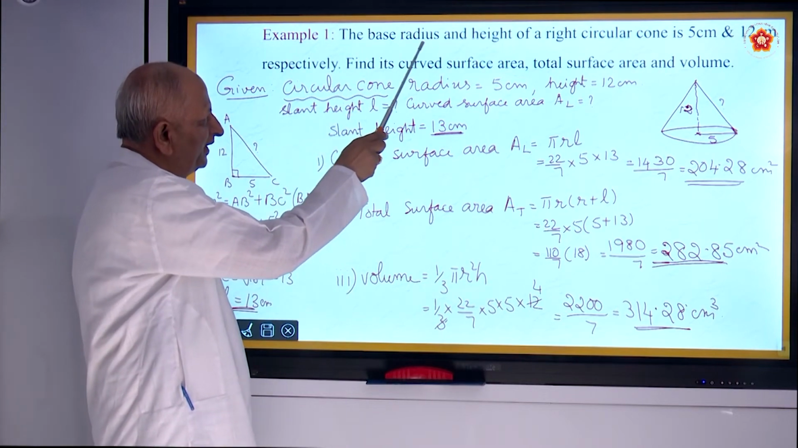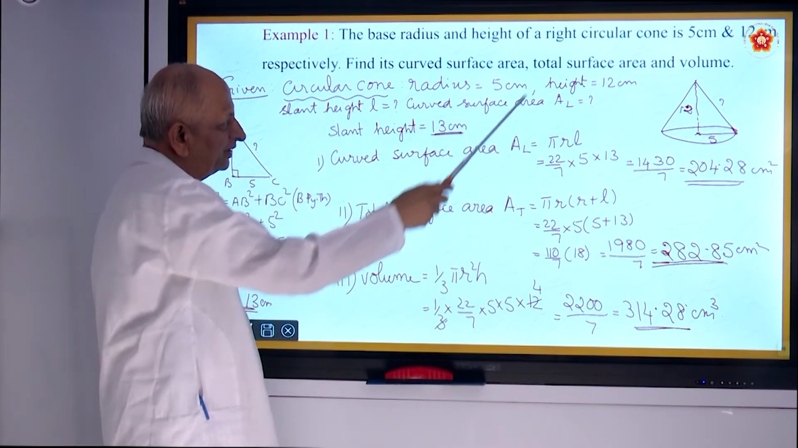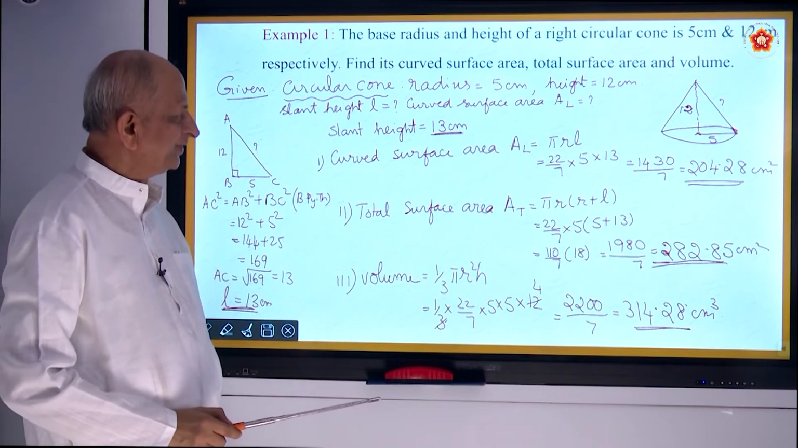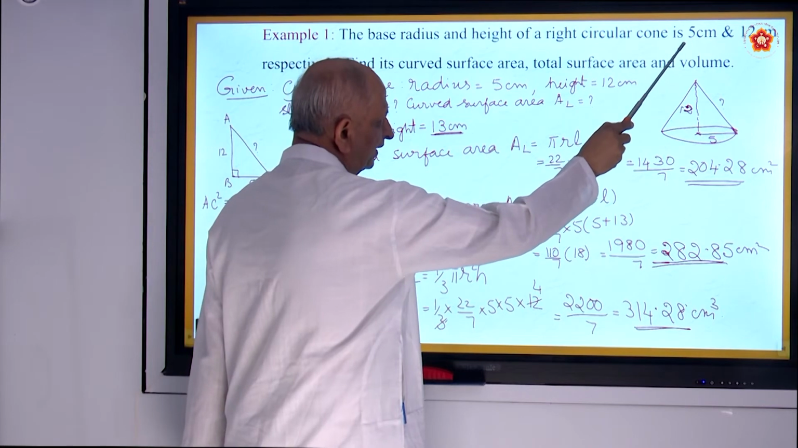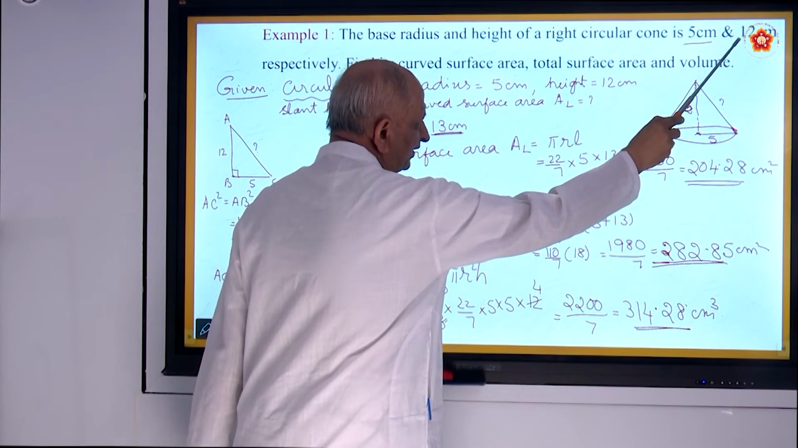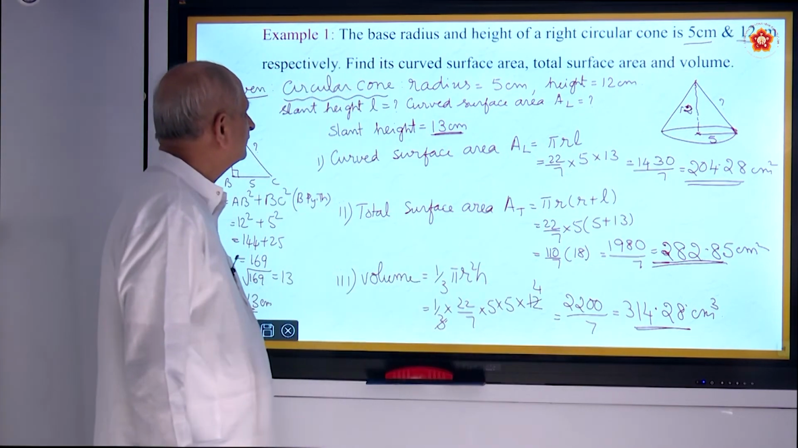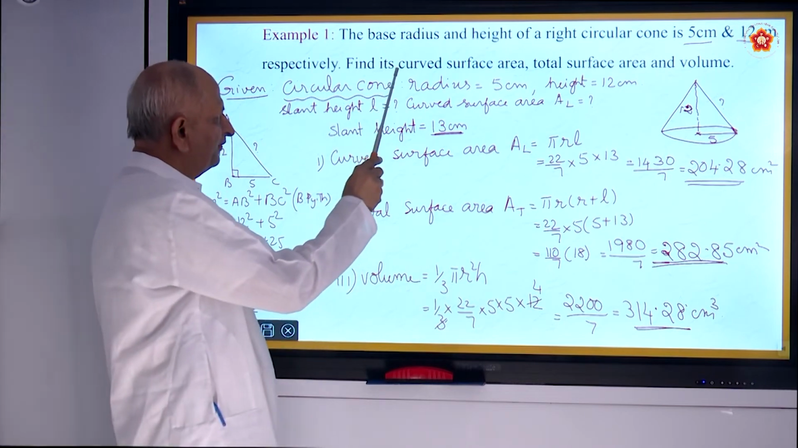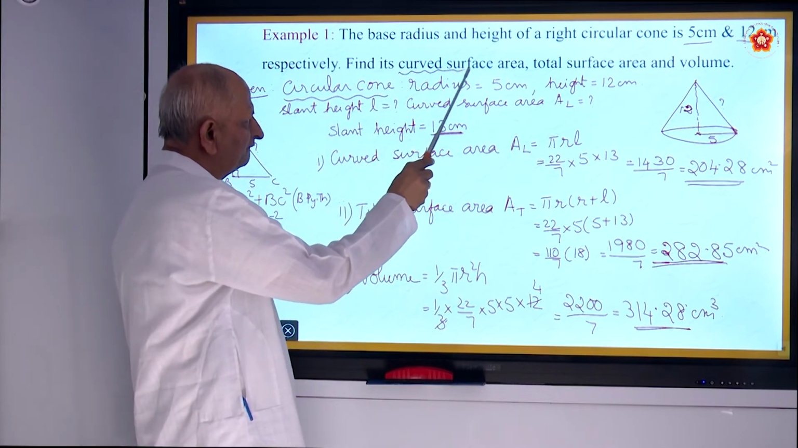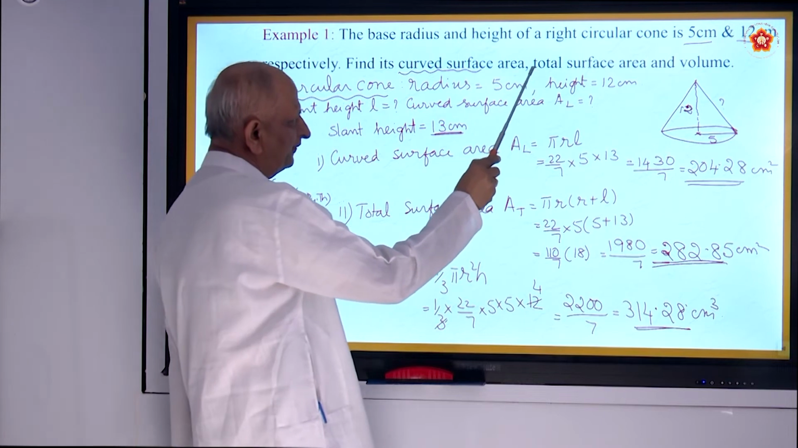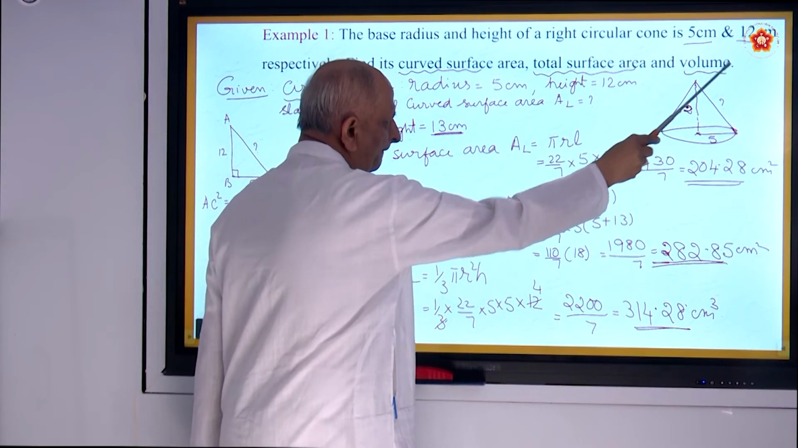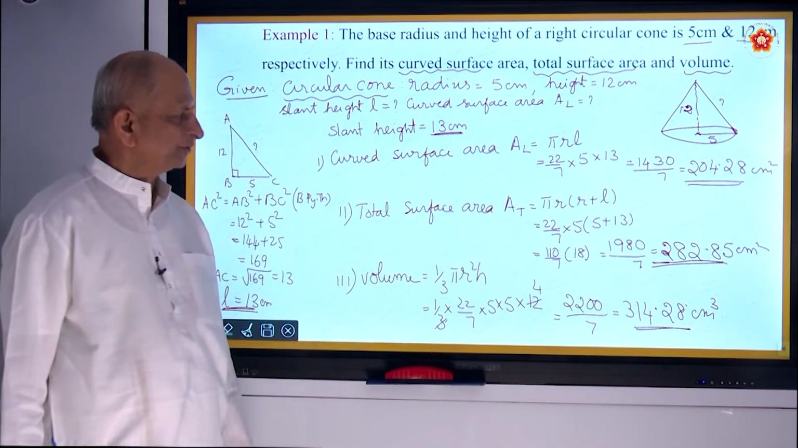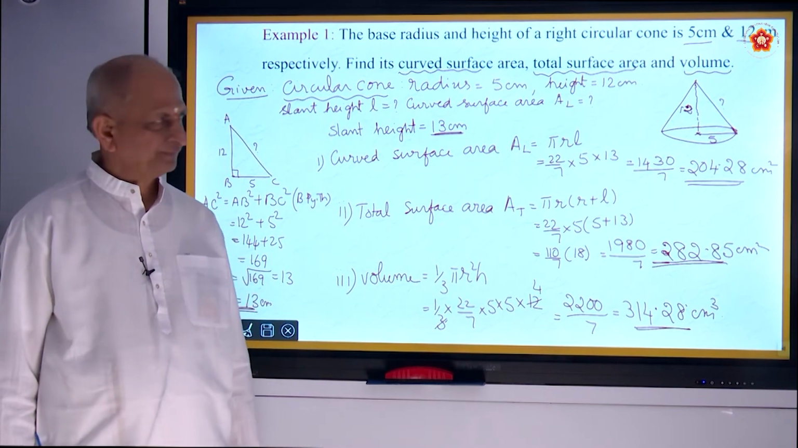So next problem, example number 1. The base, radius and height of a right circular cone is given. The radius is 5 centimeters and height is 12 centimeters. Find its curved surface area, and total surface area, second question, and volume. So there are 3 questions.